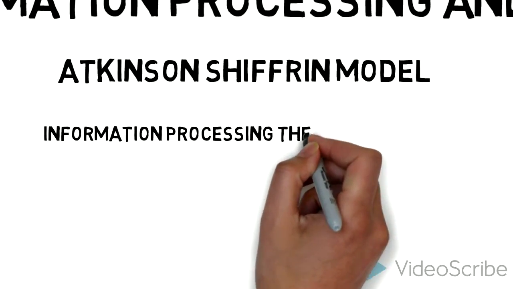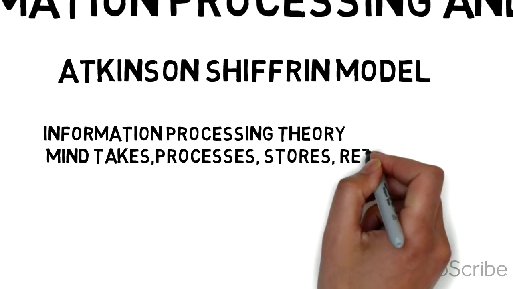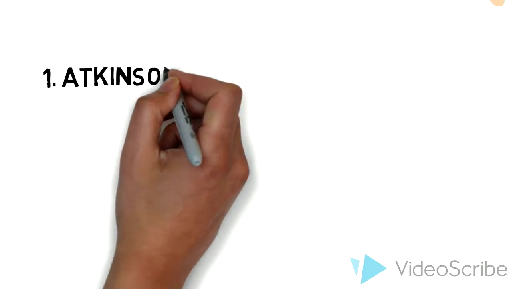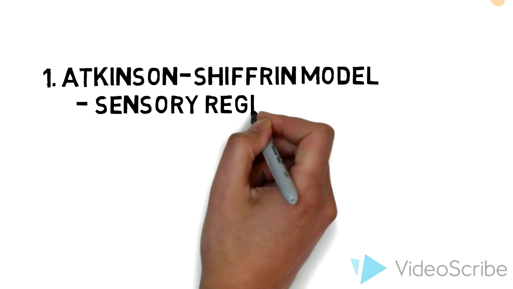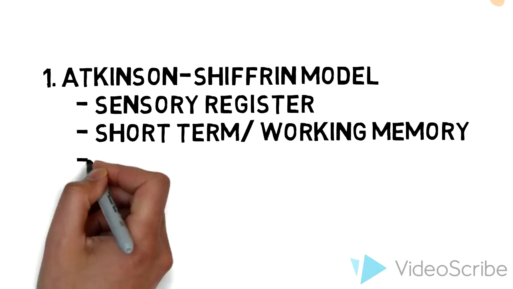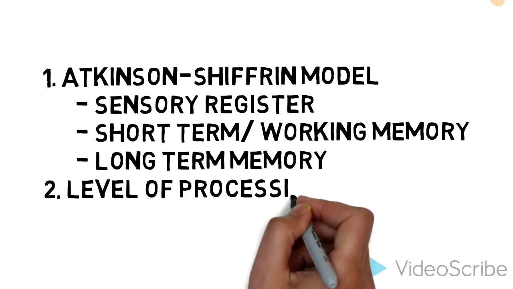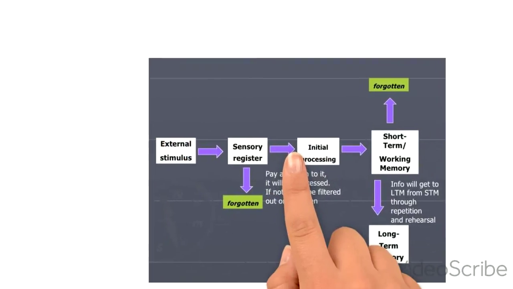Information processing theory is the cognitive theory of learning that describes the processing, storage, and retrieval of knowledge in the mind. Here are the components of information processing theory that you need to know. The first ones are the sensory register, short-term or working memory, and long-term memory. There are others in the processing model, which are levels of processing theory and dual code theory. Now, let's go through the sequence in the Atkinson-Shiffrin model.